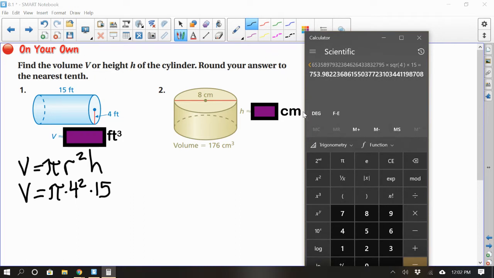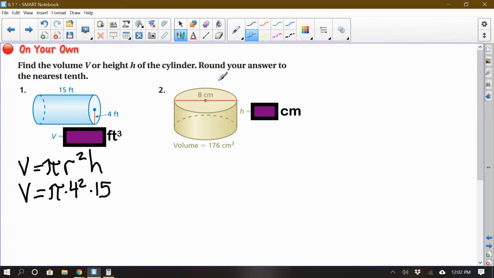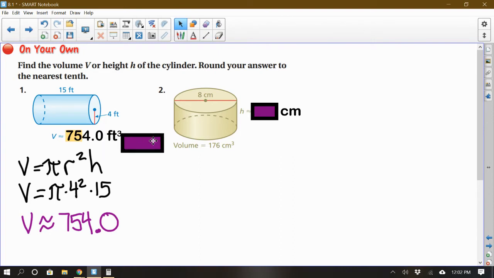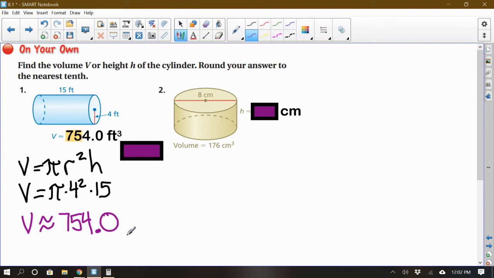So let's see. This 8 would have us round the 9 up. But if we round that 9 up, we're really going to end up with 754. So our volume ends up being approximately 754. Now it says to the nearest tenth, so we're going to call that 754.0. Let's see if we got that one. Yep, there we go. 754.0. Of course, I forgot my units, so let's get that on there.